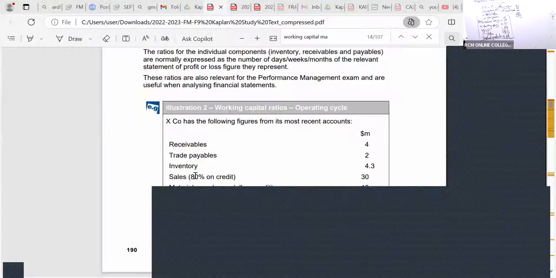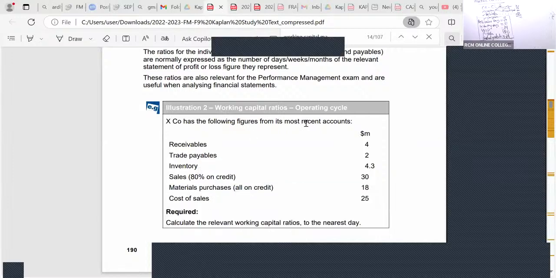So before we look at our past papers, similar questions. They leave your questions here from this book. So now here we are given working capital ratios, operating cycle. Here they have given us receivables, trade payables, inventory, and sales, 80% of which is on credit. Then we have material purchases, all on credit, and cost of sales, 25. They want us to calculate the relevant working capital ratios to the nearest day, whole number.